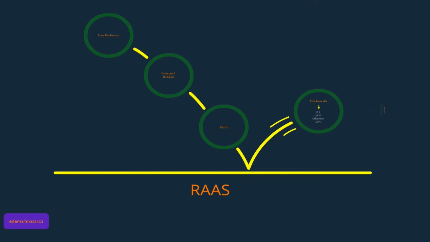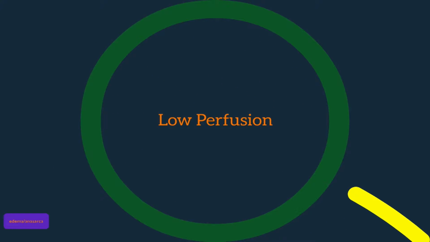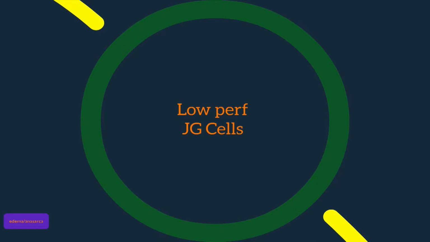Physiologically, this leads to IVVD. IVVD stands for intravascular volume depletion. The body perceives low volume, and this triggers a cascade of events physiologically. This low volume leads to low perfusion, particularly of the juxtaglomerular cells in the kidney. The kidney is unaware of why there's low perfusion.